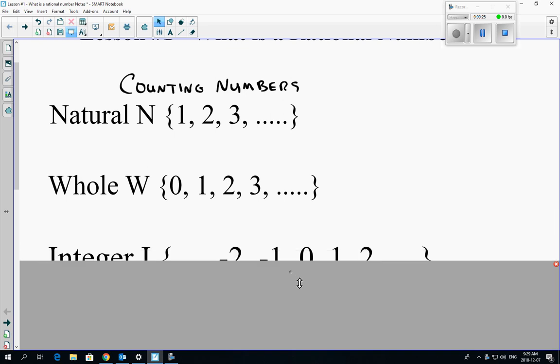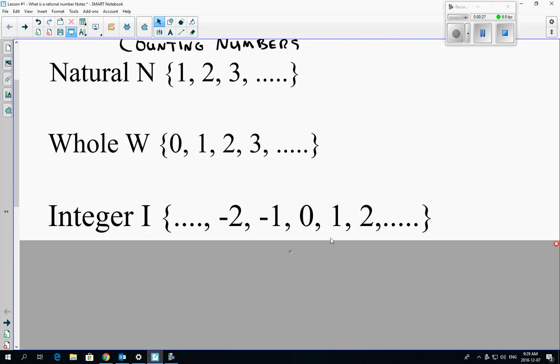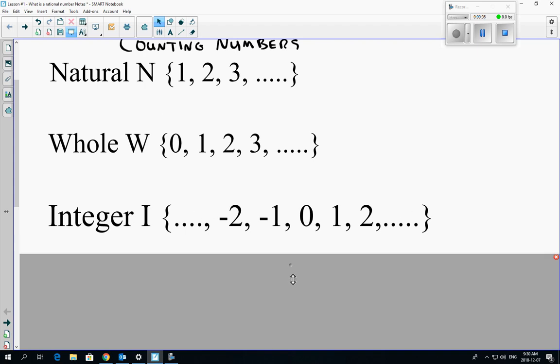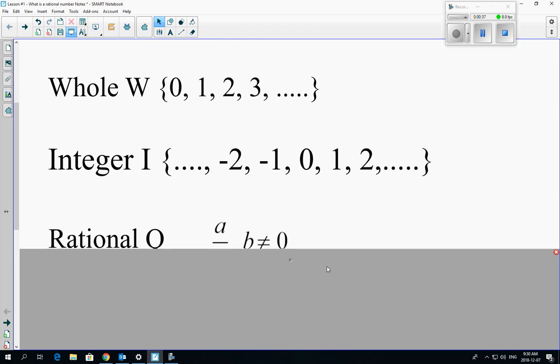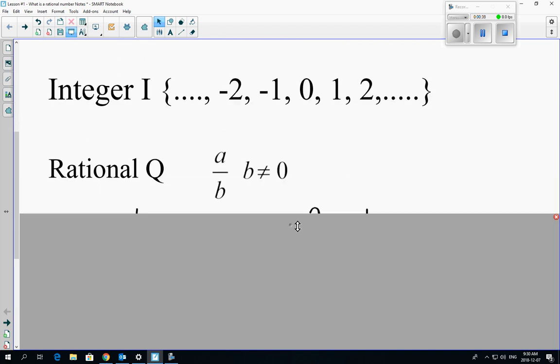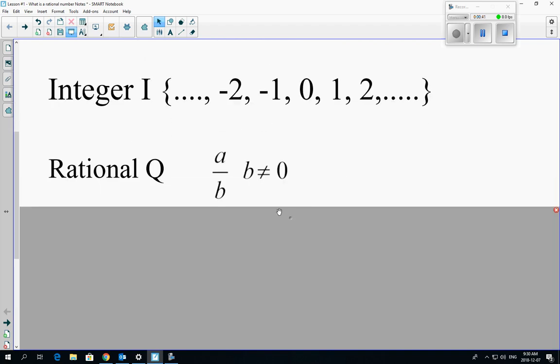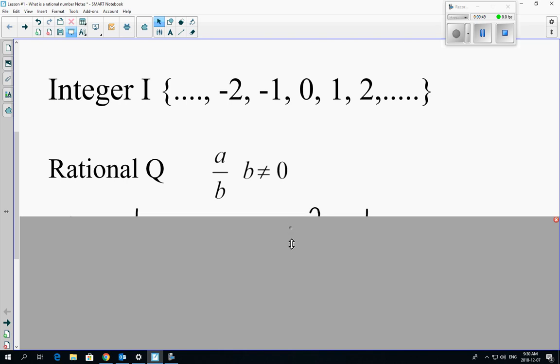So then we move on to integers. Integers handle all the positives and negatives, so the dot dot dot on the left applies to negative infinity, and the dot dot dot on the right goes to positive infinity. Then we move down to rational. This is anything that can be expressed as a fraction. So any number like 5. 5 can be expressed as a fraction because it's like 5 over 1. The only restriction here is b cannot be equal to 0 because we cannot divide by 0.